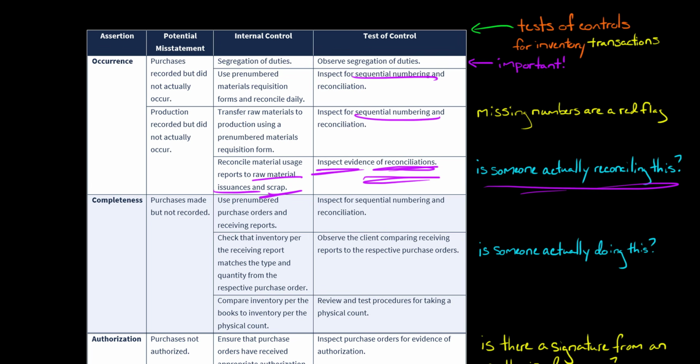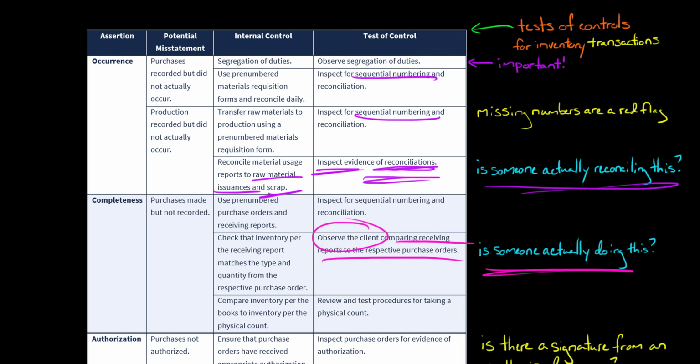So did somebody actually do this, and if so, who? So you can verify that this is actually happening when it comes to observing the client, comparing, for example, receiving reports to respective purchase orders. So, okay, we at some point had a purchase order, and then at some point the inventory was actually received. We fill out a receiving report, and we can watch the client actually compare those reports and verify that someone at the client who's authorized to do so is actually comparing those, right?